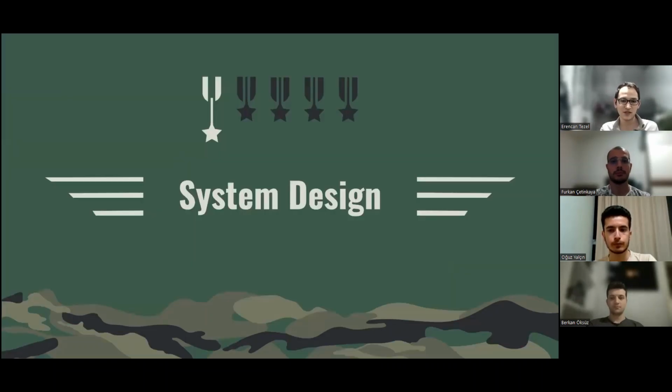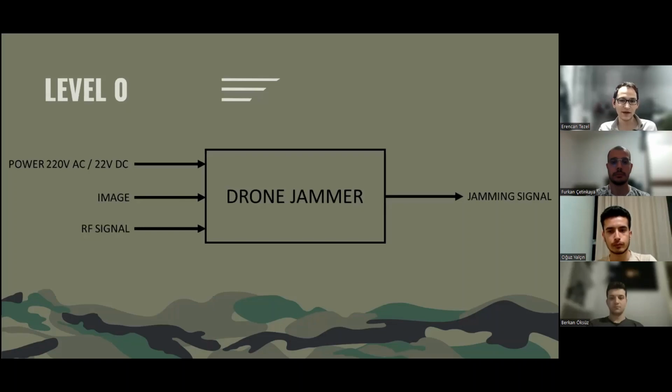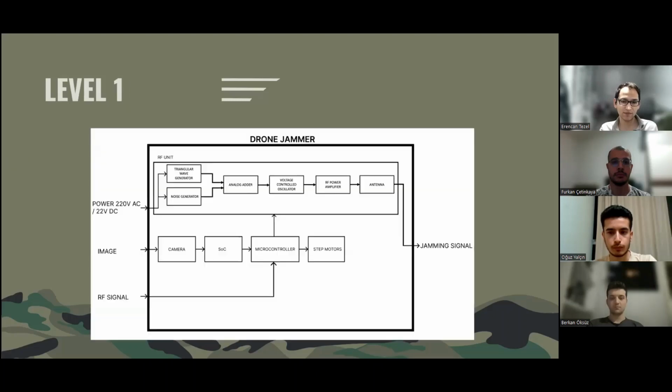Hello, I am Erencan Tezel. This is our level 0 diagram. The drone jammer detects targets by receiving signal and camera images and neutralizes the target with the jamming signal it generates. Our level 1 diagram is in 2 parts.